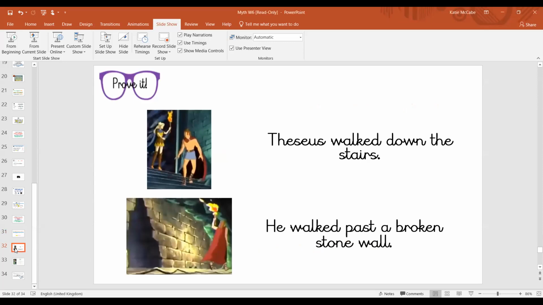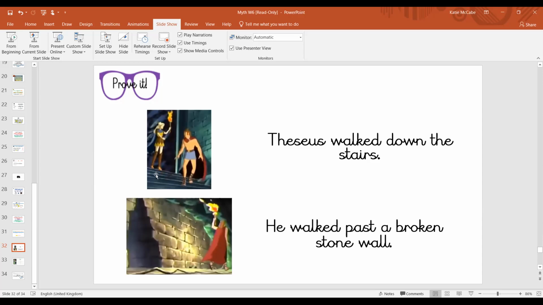So remember, our why today is describing Theseus's journey in the labyrinth, and we're using prepositional phrases to describe that. So here we can see two stages of Theseus's journey inside the labyrinth. And these are clips from our video that we watched last week. So here, let's focus on this first part and sentence here.